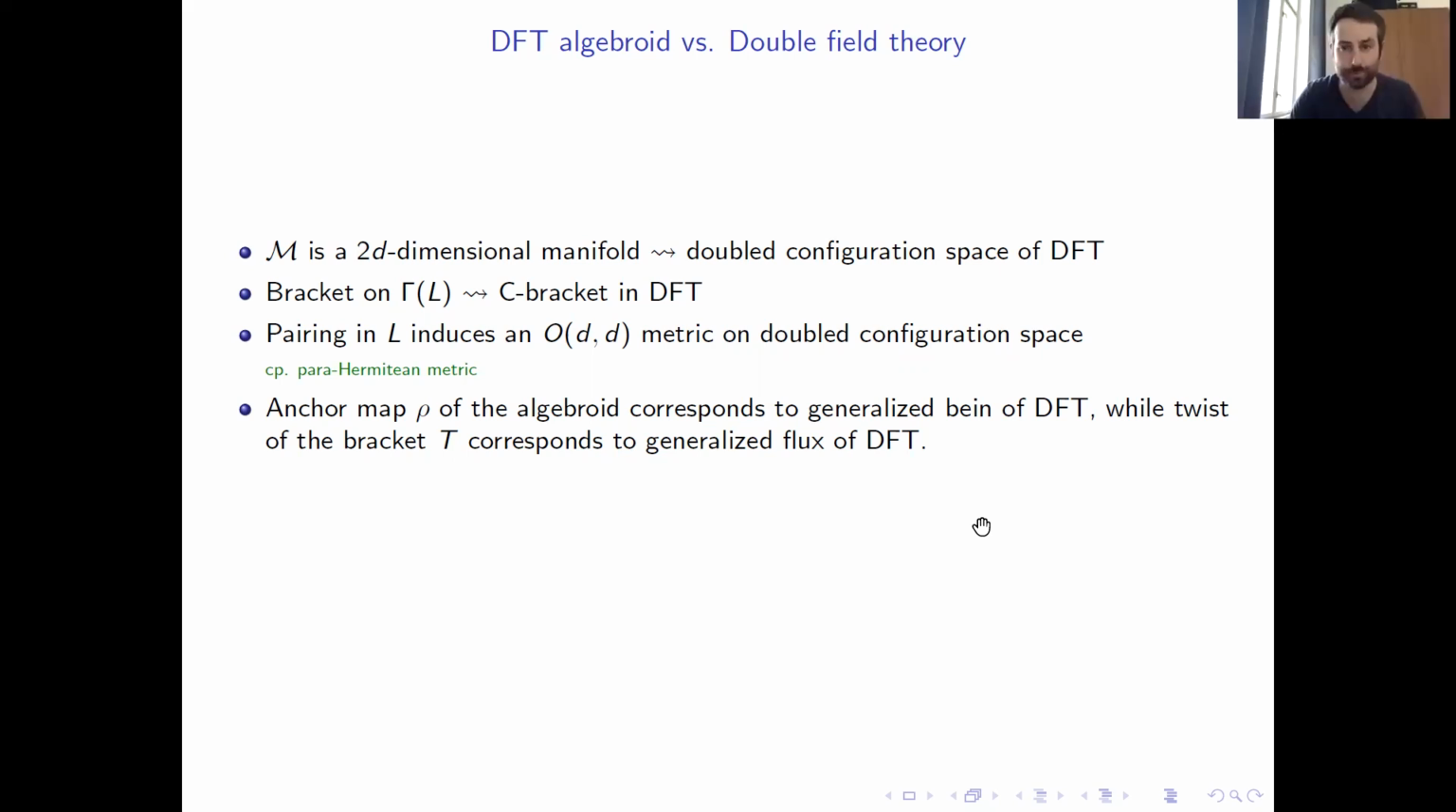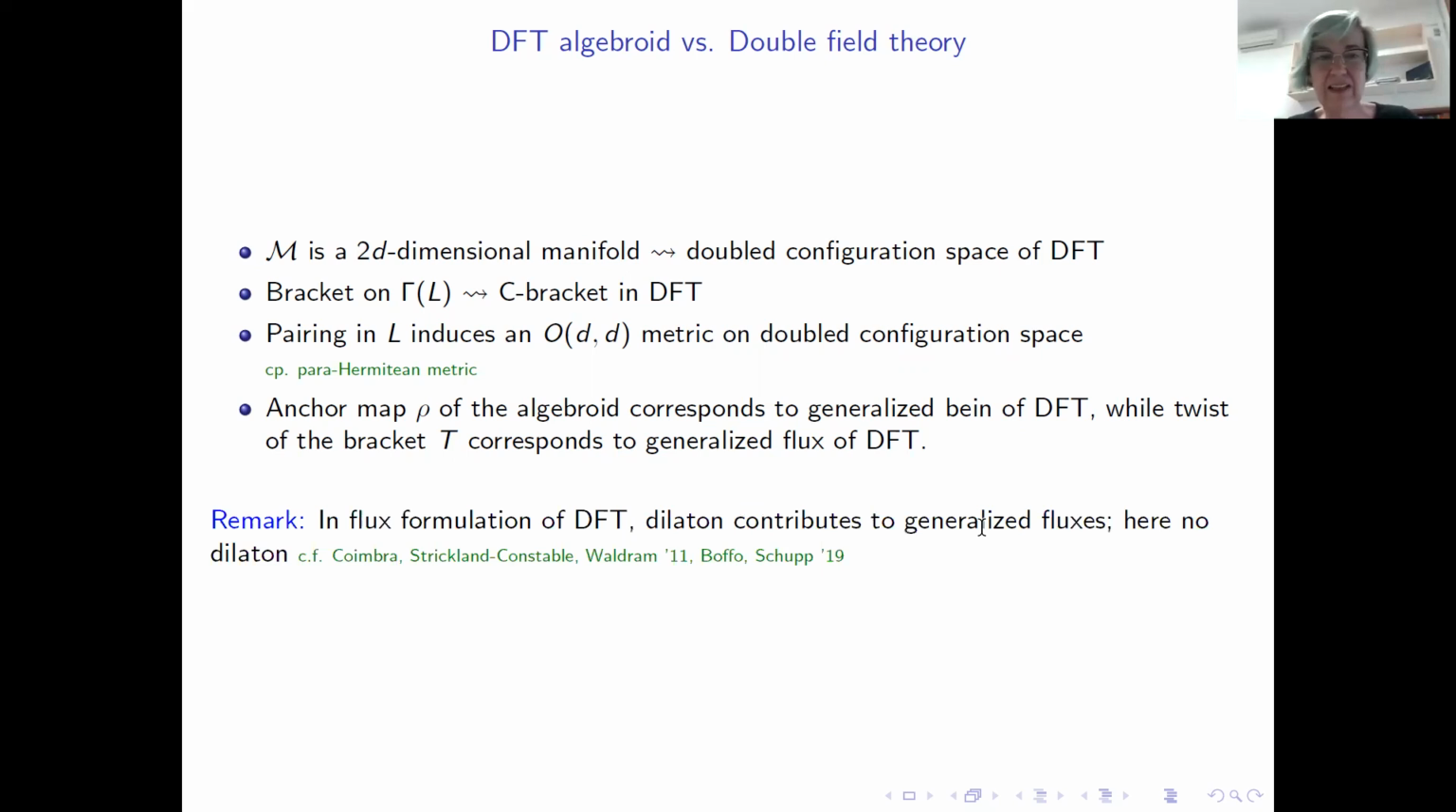Okay. Sure. And just one remark, and this is where I'm cheating a bit. In DFT, as I told you, in the simplest formulation, your fields are obviously the metric, the B field, and the dilaton. I'm completely ignoring the dilaton in this construction. Obviously, in flux formulation of double field theory, you will have additional fluxes coming from the dilaton. Here, there is no dilaton because, well, we never did it, we were lazy.